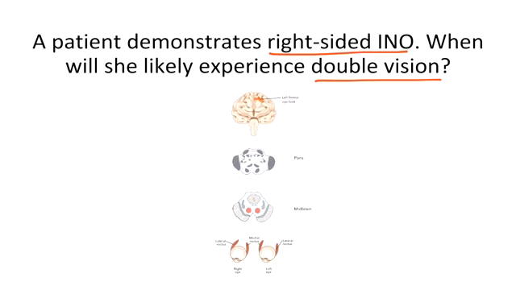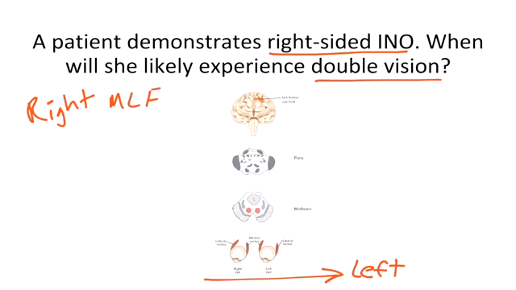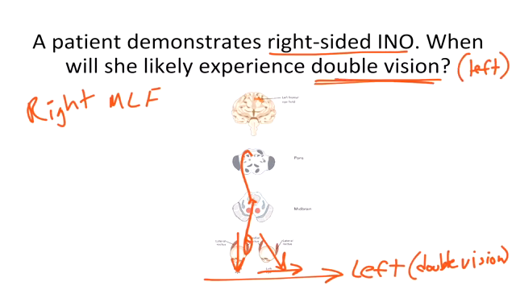If you hear the term right-sided INO, you should immediately think of the right medial longitudinal fasciculus. So when a patient is trying to look to the left, the medial rectus muscle of her right eye will not adduct as it should, resulting in the right eye remaining straight and the left eye abducting. So both eyes will be looking at different locations, resulting in double vision. So in answer to our question, with the right medial longitudinal fasciculus being damaged, when the patient tries to look left, they will get double vision.